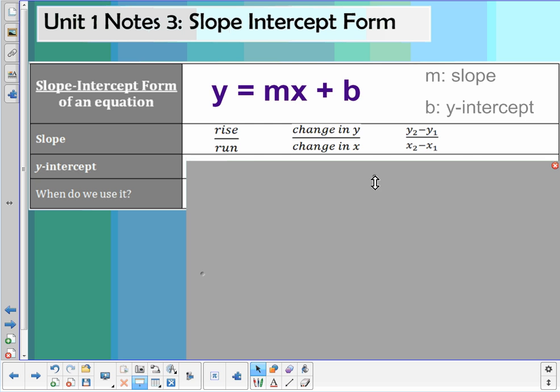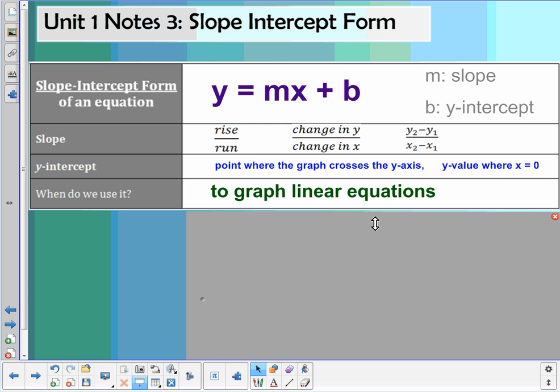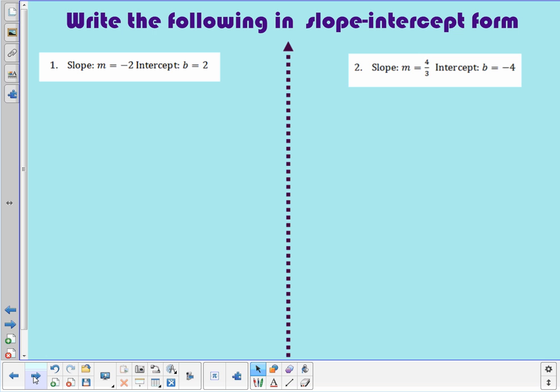The y-intercept is the point where the graph crosses the y-axis. It's also known as the y-value where x is equal to 0, because if it's crossing the y-axis, x is 0 at that point. Okay, and then slope-intercept form is most commonly used when we want to graph linear equations. So when y is alone, it's in slope-intercept form, and that's when we can most easily graph an equation. So let's just practice writing some equations in slope-intercept form.